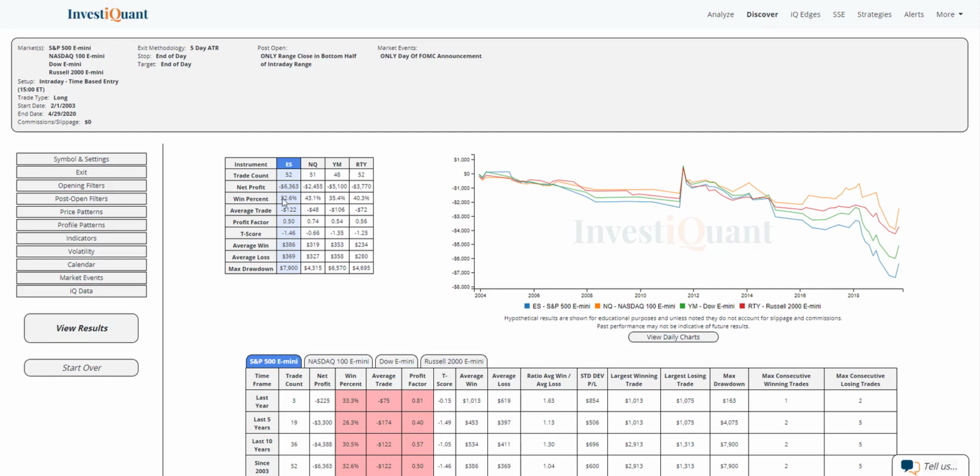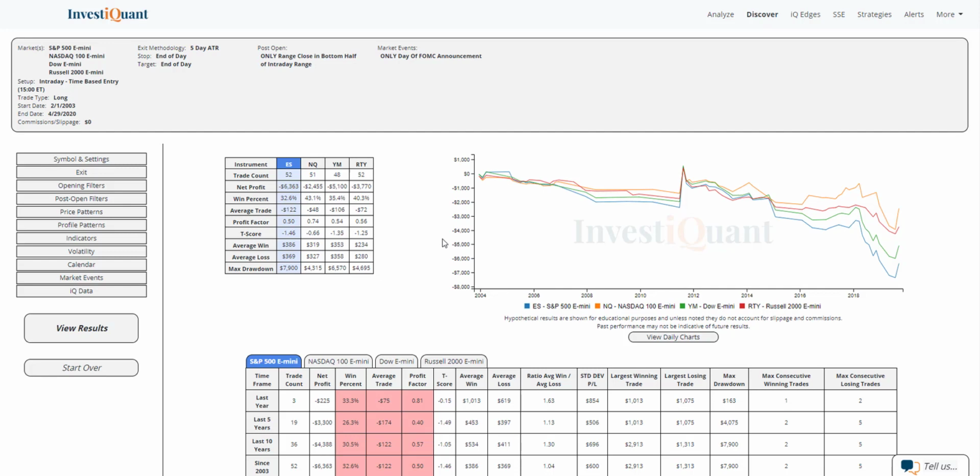So ES, the win rate's just 32.6% if you're going long at 3 p.m. Eastern time on FOMC announcement day if trading in the bottom half of the range. NASDAQ's 43%, YM around 35, Russell around 40. So all of these are weak, well under 50%, and some of these getting in the lower 30%. The equity curve you can see here, quite weak as well.